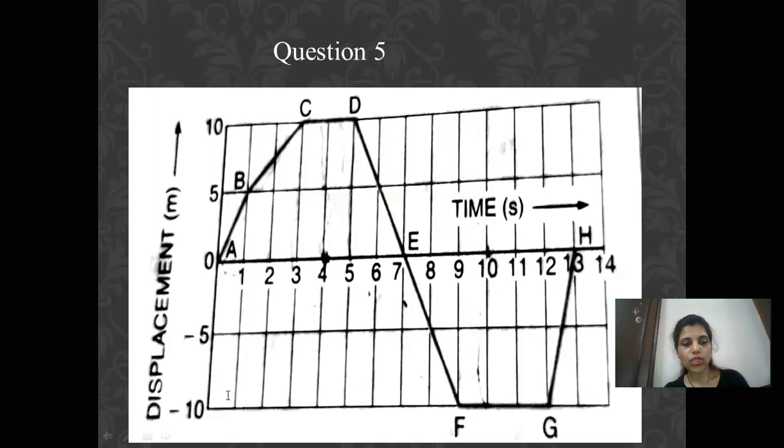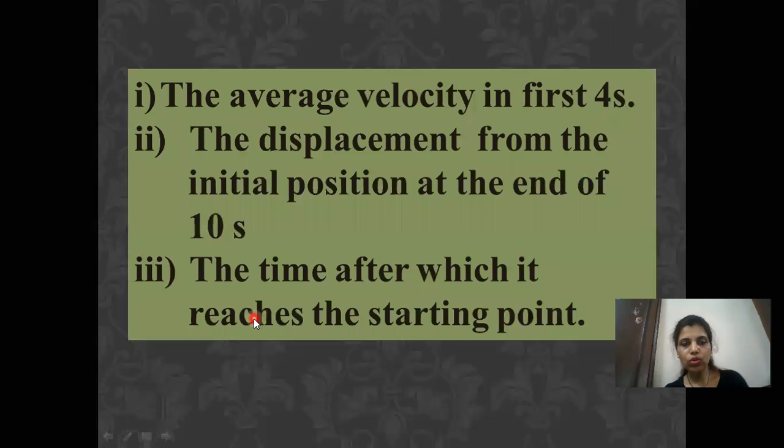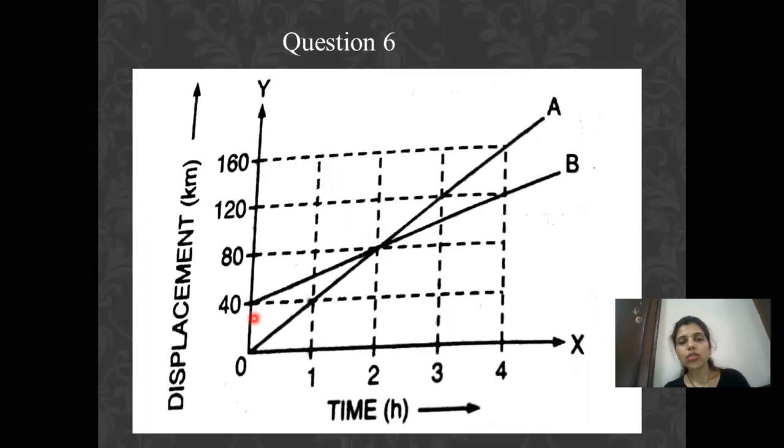After this, we go to the next question. Now, this was the 5th question. We go to the 6th question. Now, this is a very important question. This particular type of graph will be asked in the exam. Here you can see that there are two lines which are drawn. One is for body A and the other is for body B. And it is displacement which is given in kilometer. Unit is kilometer and time is seconds.